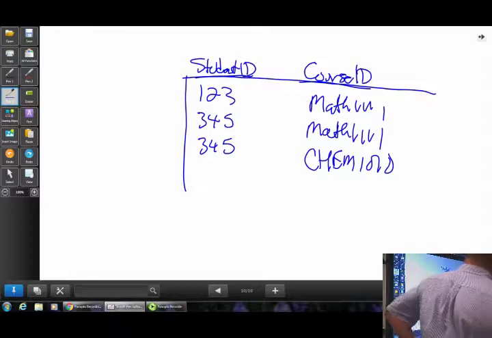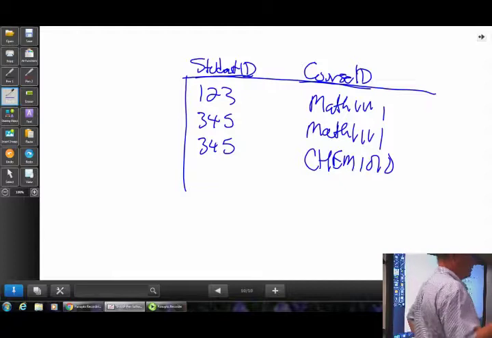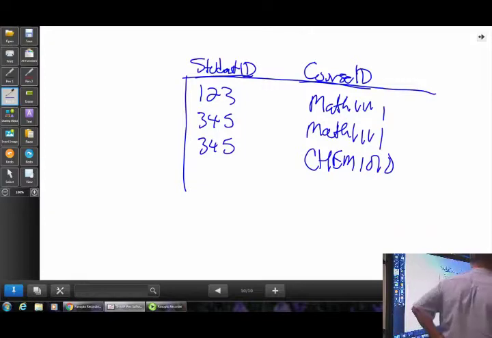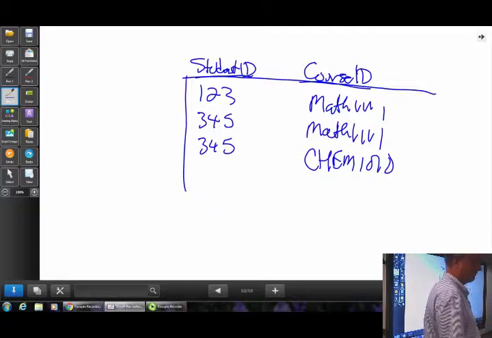Right. Now, if we make a rule that says we assume that nobody repeats a course, like if somebody does badly in a course, they can retake it for a passing grade. If we assume that never happens in our system here, then we can say that the combination of student ID and course ID is unique, isn't it? Right. You never repeat a course? Yes. You'll never see Joe taking math 111 again because he's already taken it. So you see how that works?